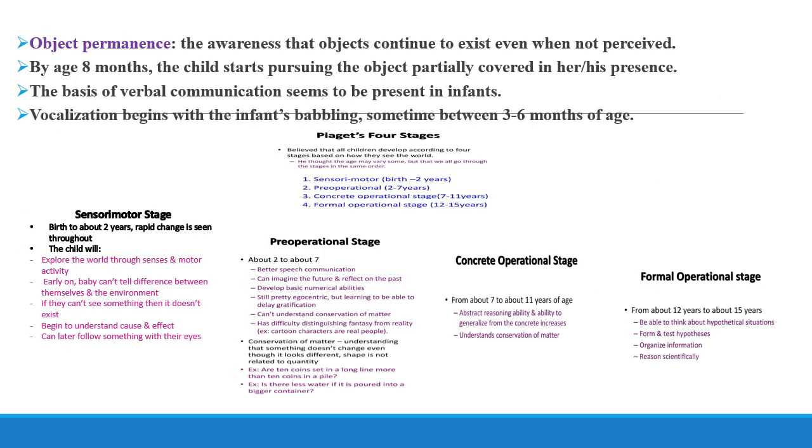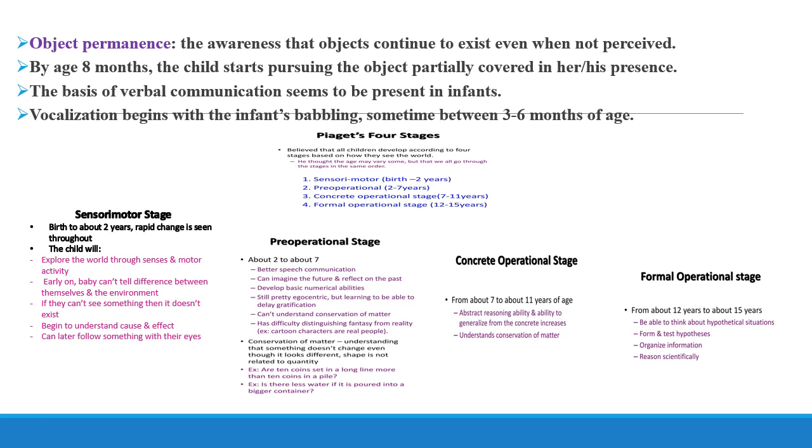Now, what is object permanence? We know that newborns still lack object permanence. Object permanence is the awareness that objects continue to exist even when not perceived. By age 8 months, the child starts pursuing the object partially covered in her or his presence. The basis of verbal communication seems to be present in infants, and vocalization begins with the infant's babbling, sometime between 3 to 6 months of age.